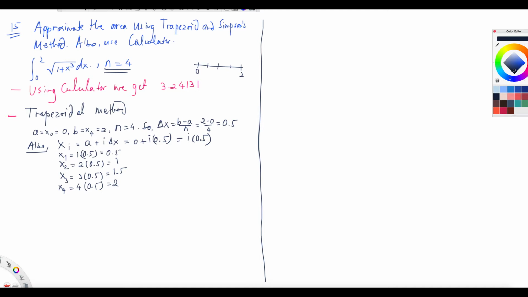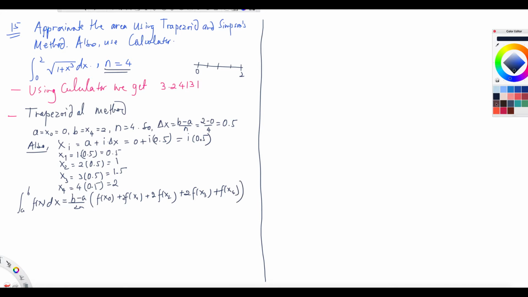Okay. Now what is the formula to find the integral? So it is just the formula, right? The integral from a to b of f of x dx is equal to what? (b minus a) over 2n, and you write f of x0 plus 2 times f of x1 plus 2 times f of x2, and then plus 2 times f of x3 plus f of x4. That's the formula, right?